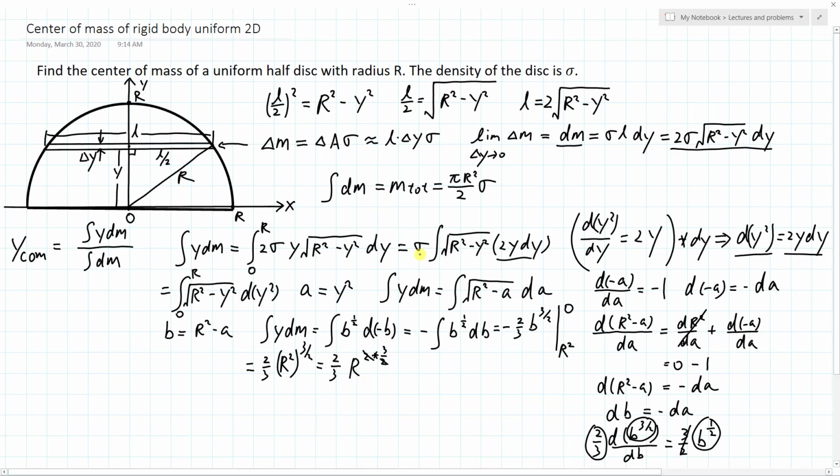Okay, so let's see, I think we're missing a sigma here. That's okay, we'll add a sigma back, and we'll have the sigma here, we'll also have sigma here, and sigma here. So we have 2 sigma r cubed over 3. And then we make a fraction, right? So the y center of mass is equal to the fraction of this over that. So 2 sigma r cubed over 3 divided by pi r squared sigma over 2.